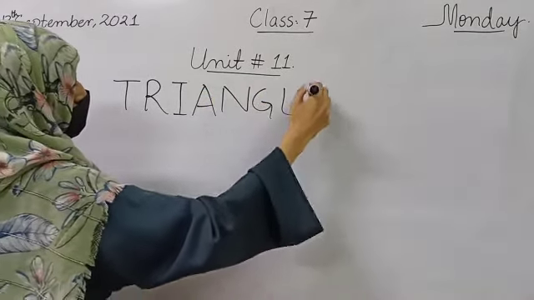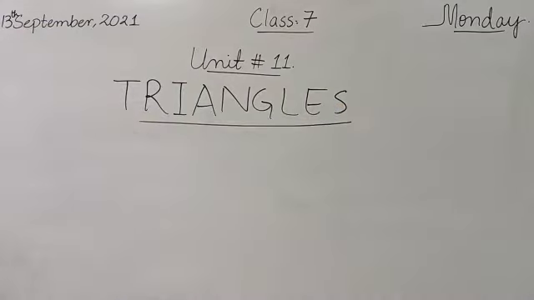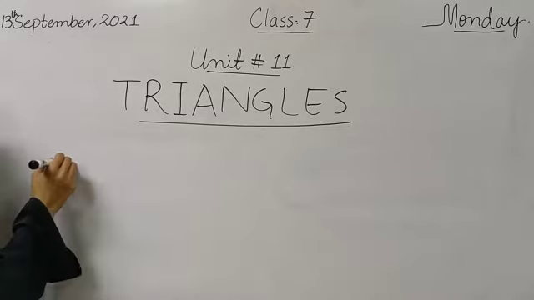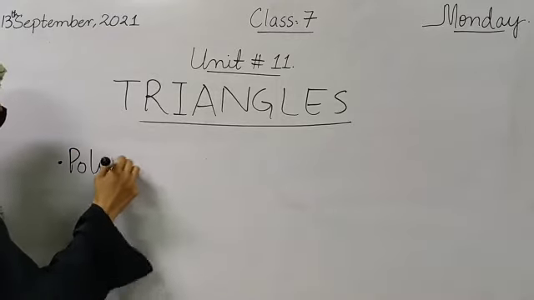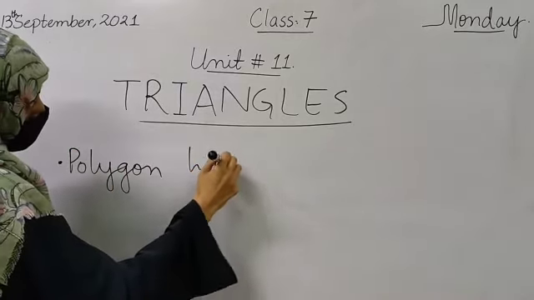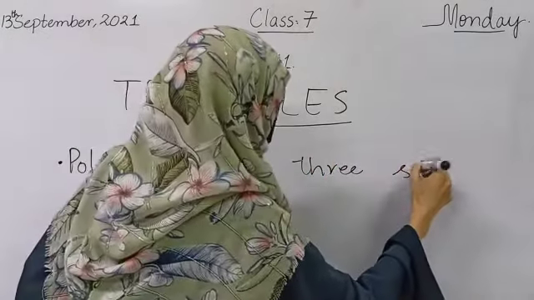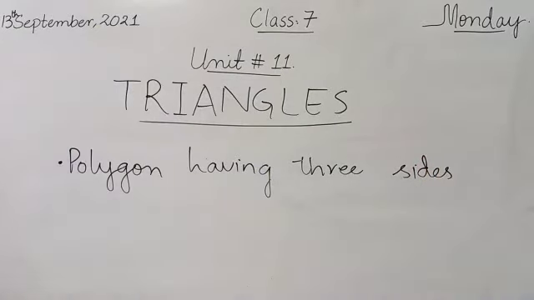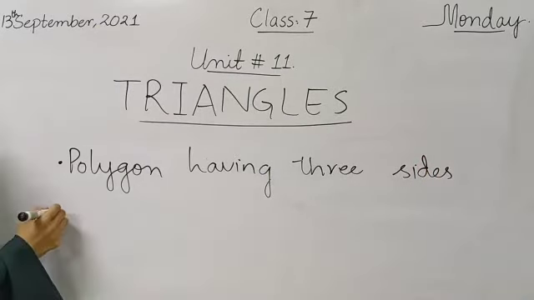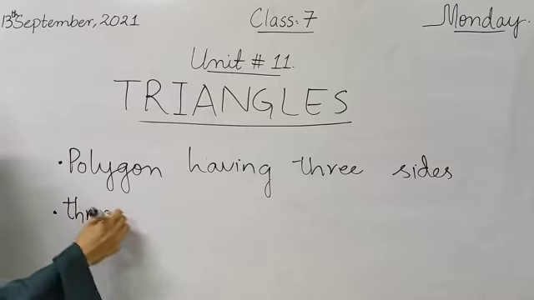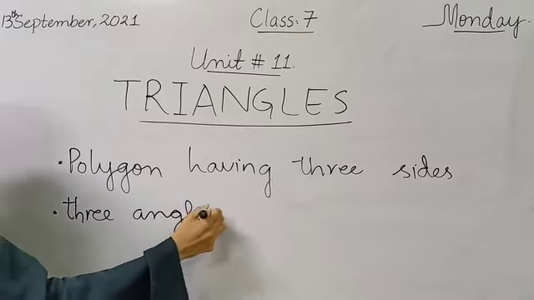Triangles. What do you know about triangles? What is a triangle? A polygon having three sides. A polygon having three sides, three angles.